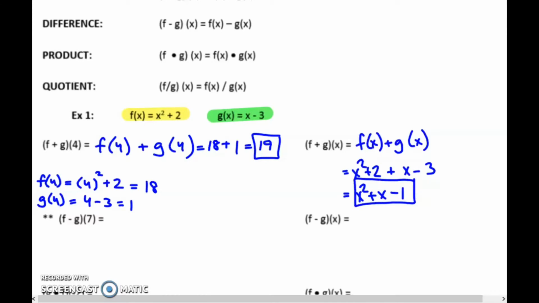Okay, so here's where I'll start going maybe a little bit quicker. (f minus g)(7). So what I'm going to show now is the minimal amount of work you need to show. I want to see f(7) minus g(7).